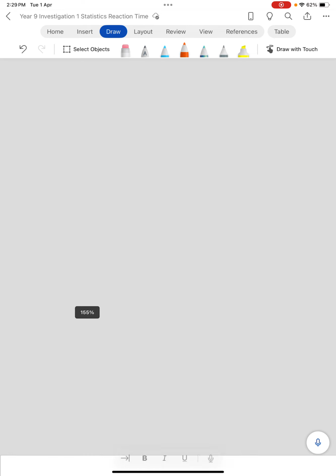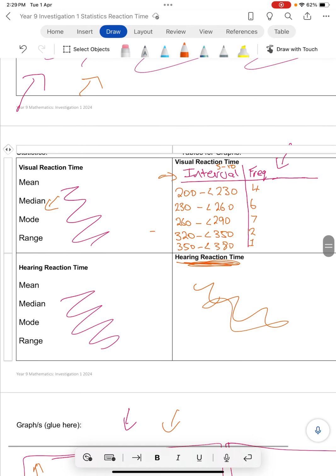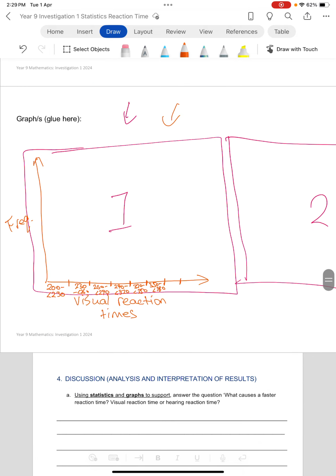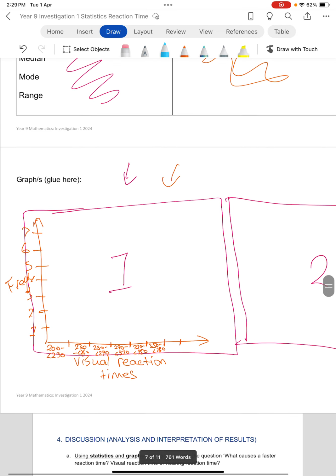Once you have your histogram set up with your frequency and your intervals, oh, hang on, sorry, I forgot to label the frequency. The biggest frequency I got was 7, so I'm going to have to go up 1, 2, 3, 4, 5, 6, 7. Just to reiterate, yes, this is very messy, okay? It's just to give you guys a refresher. Yours should be much neater than this, okay?